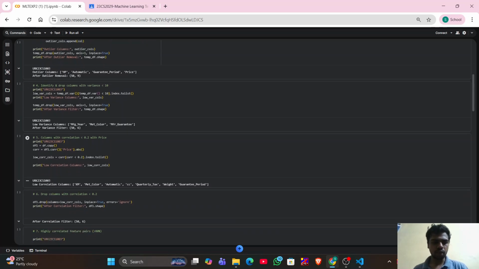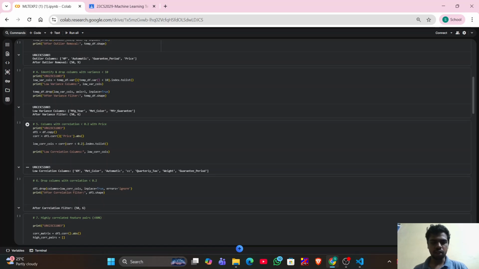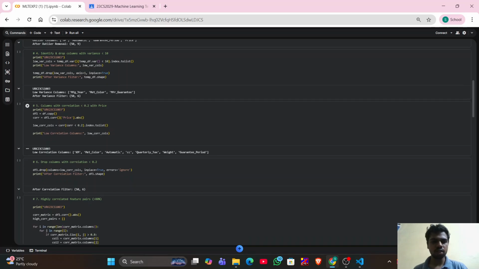And then for question number 5, we are identifying columns with correlation less than 0.2 with price. So we are computing the correlation with the target variable price. Correlation we find using covariance of x and y divided by sigma x times sigma y. If the absolute correlation is less than 0.2, that feature has a very weak relationship with the column price. So we store such values.